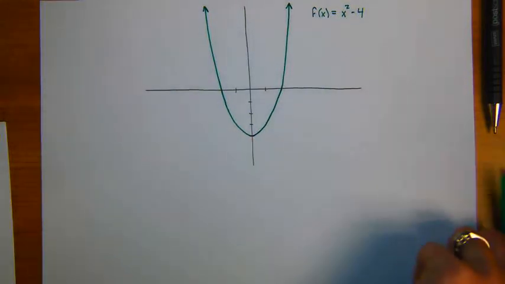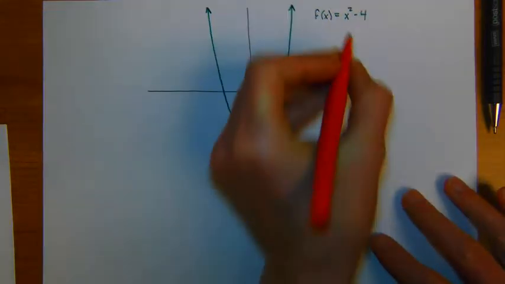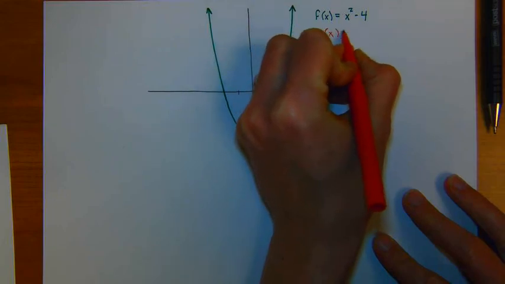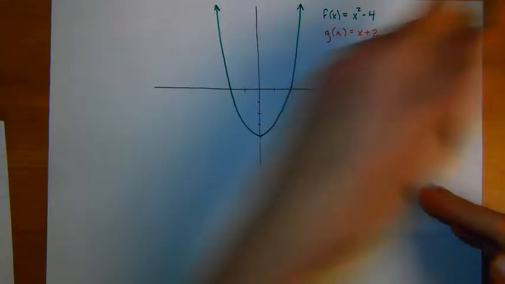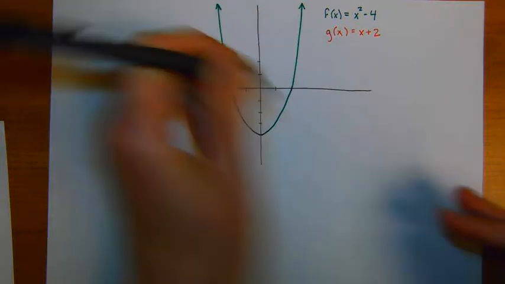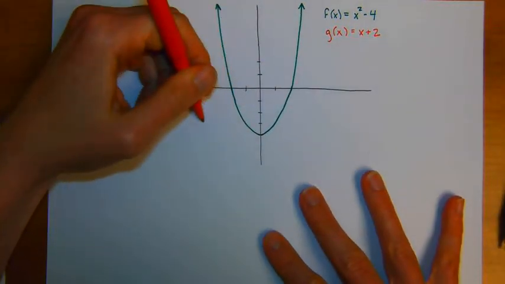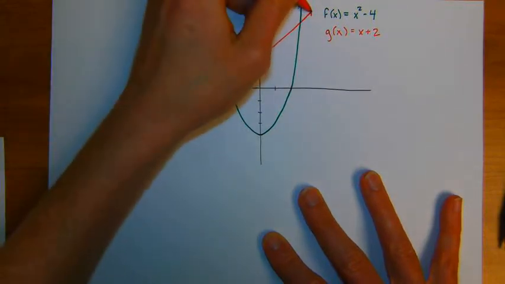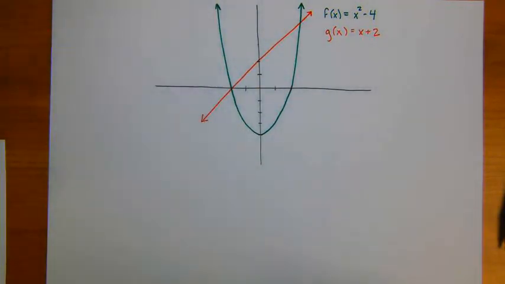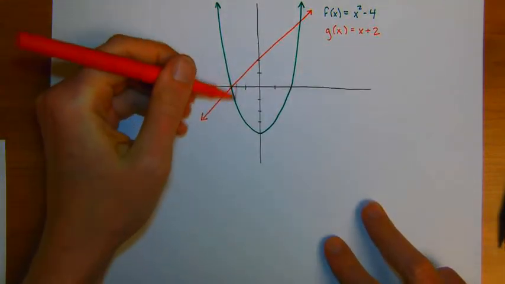And then our other curve, the linear curve, g of x is equal to x plus 2. That's a line of slope 1 that has a y-intercept of 2. And we can see that we're trying to find the area between these two curves. It's going to be the area of this region.